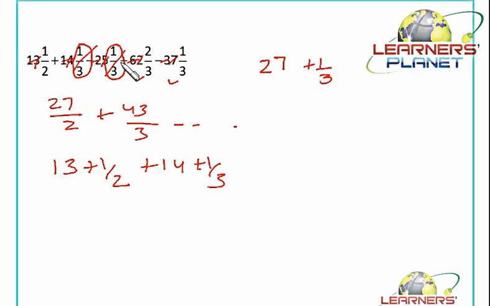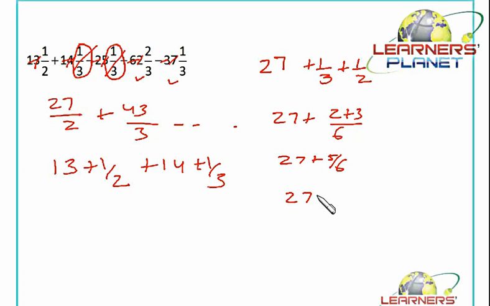Similarly, we'll be having this half. So this calculation is 27 plus, let us take the LCM, 2 plus 3 upon 6. So 27 plus 5 by 6, which is actually 27 5 by 6.